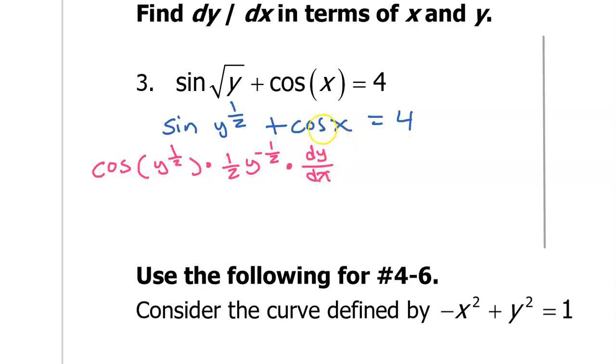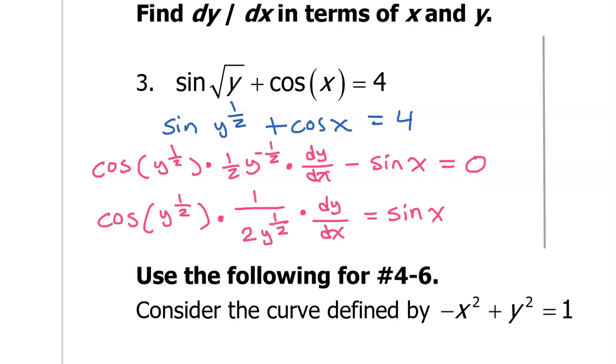Now the derivative of cosine is negative sine. And the derivative of a constant is 0. For the rest of the problem, we're trying to get dy dx by itself. Let's start by adding sine x to both sides. Okay, so sine x is over here now. I made one other small change.